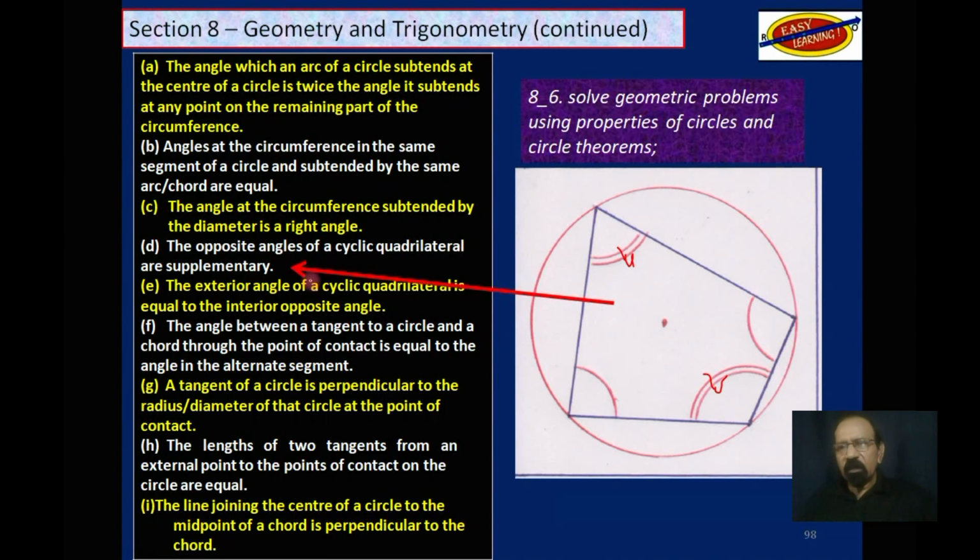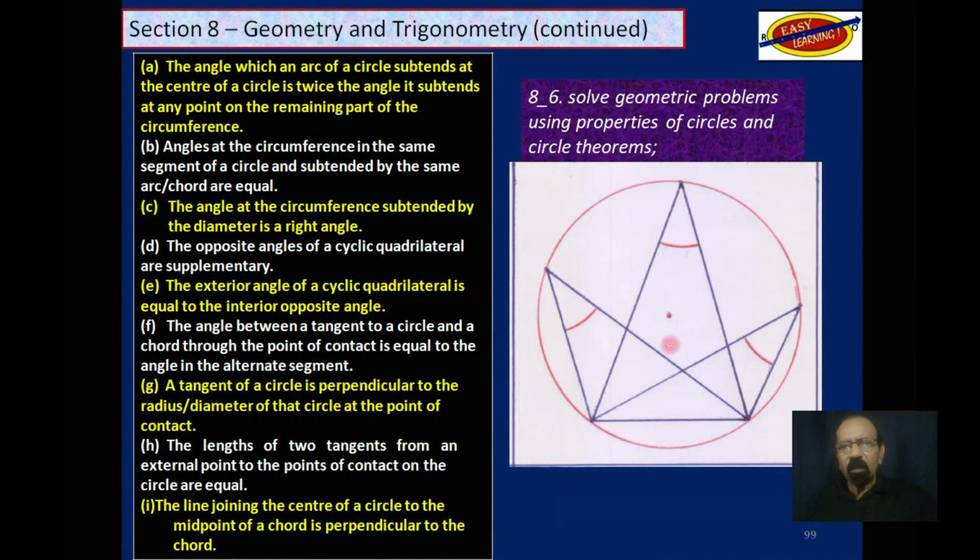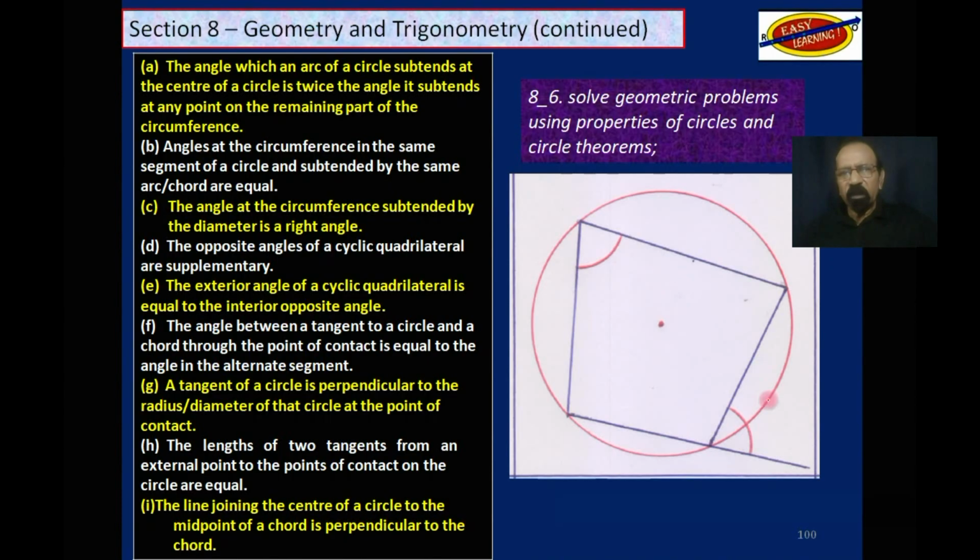Supplementary. That is this. Opposite angles of a cyclic quadrilateral are supplementary. How about this one? A chord or an arc down here that subtends an angle on the remaining part of the circle. Angles at the circumference in the same segment of a circle and subtended by the same chord or arc are equal to each other.